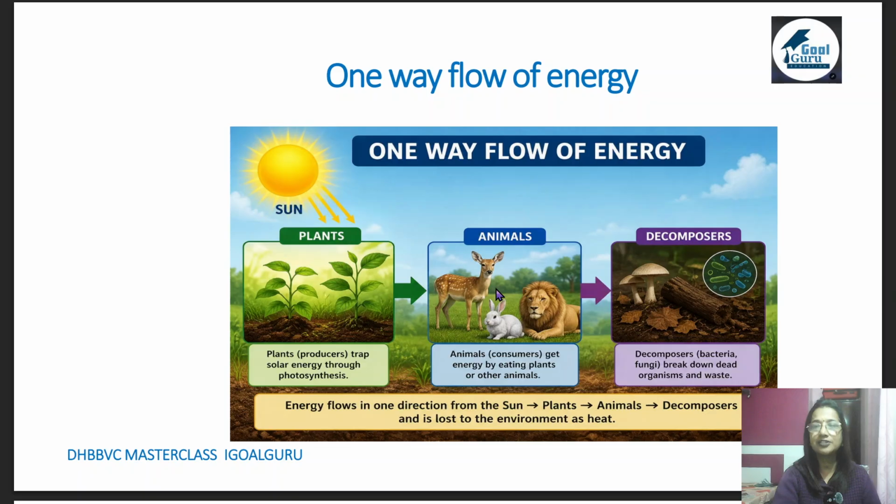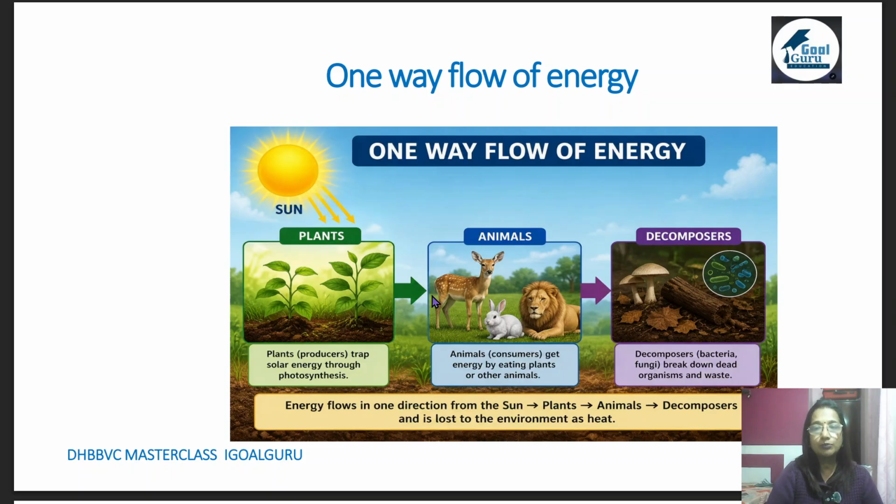Animals, to obtain this energy, eat the plants or they also eat the animals. We know about the herbivores and the carnivores. We have discussed this. And finally, the decomposers break down the dead organisms. But notice something very important. At every step, a large amount of energy is lost as heat. Once this heat escapes into the environment, it cannot return to the plants. Therefore, we say that energy moves only in one direction.